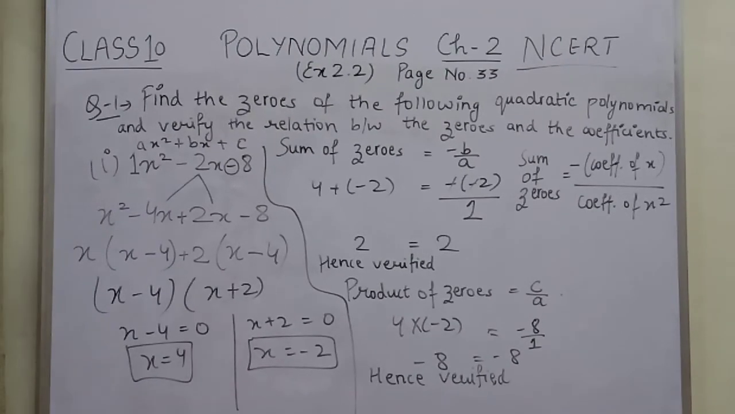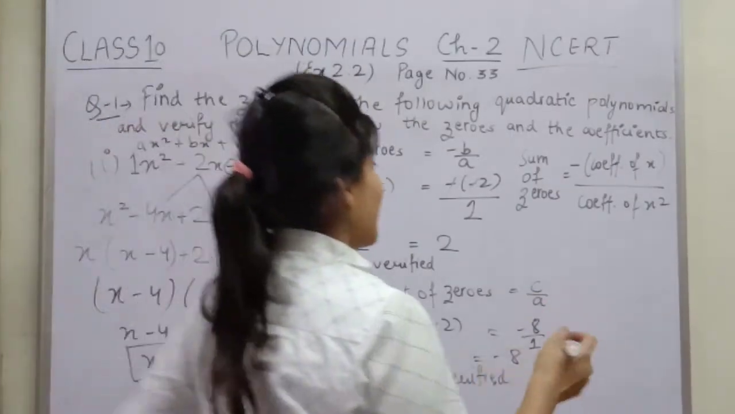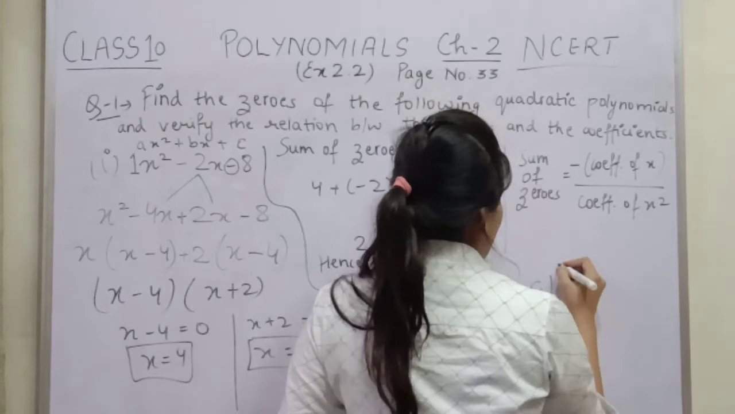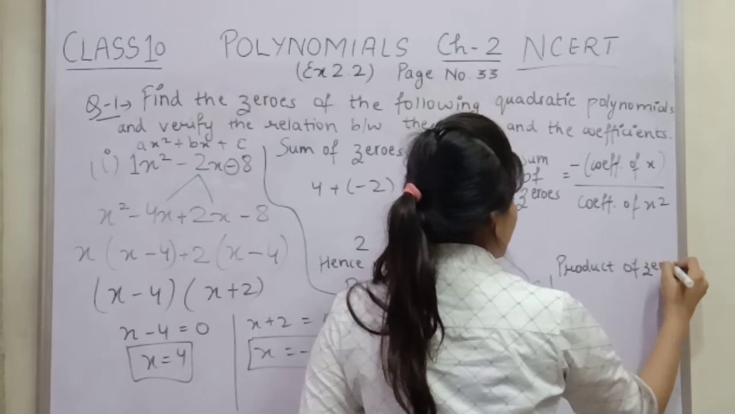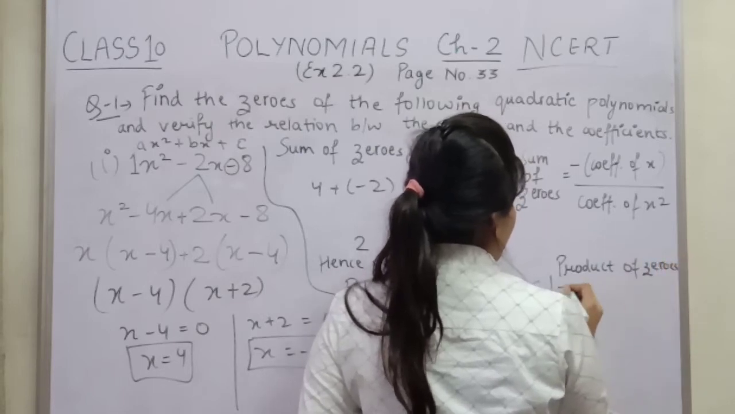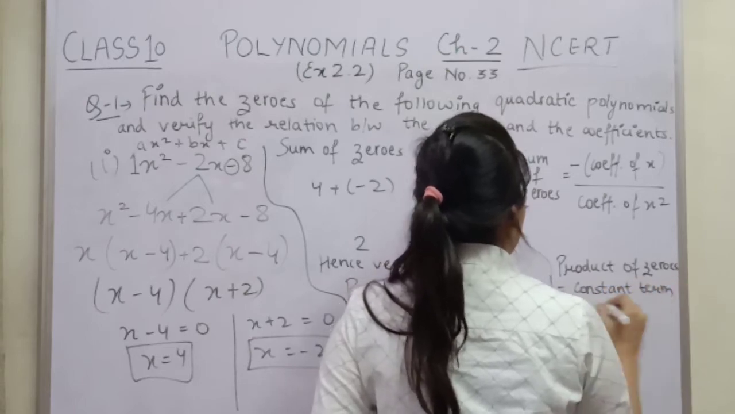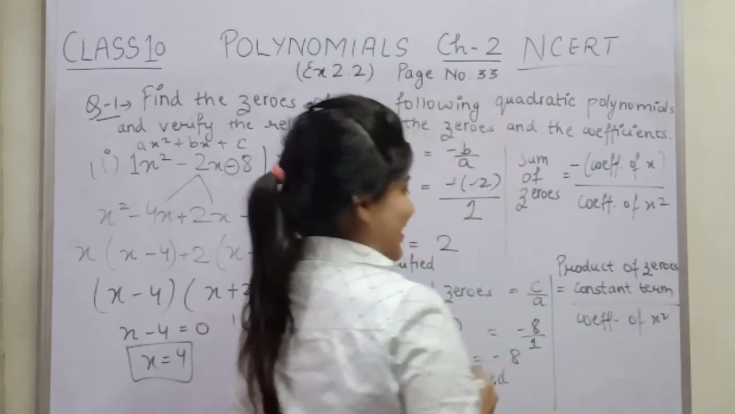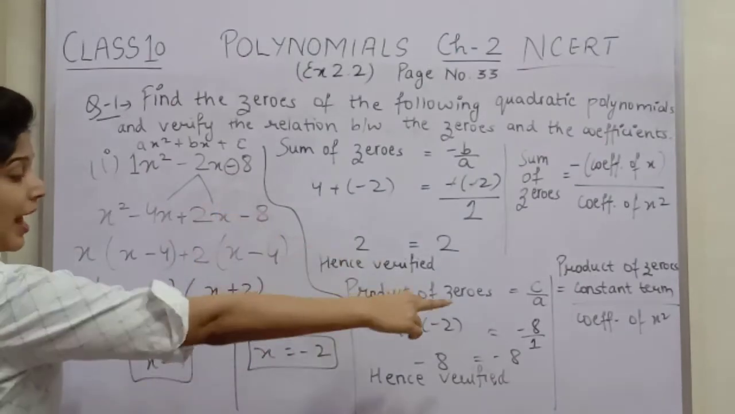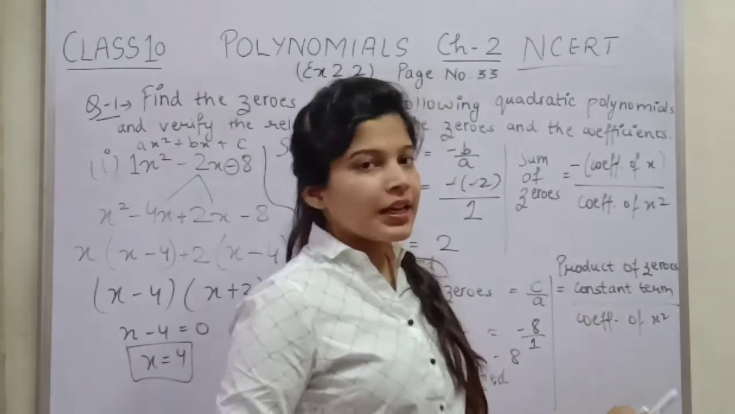Okay, so this is वेरीफाइड. अब हमने प्रोडक्ट ऑफ जीरोस भी वेरीफाई कर दिया. Now we can say that product of zeros equals to constant term upon coefficient of x square. C upon A. C is the constant term and A is coefficient of x square. So हमने verify किया, hence we can say this, right?